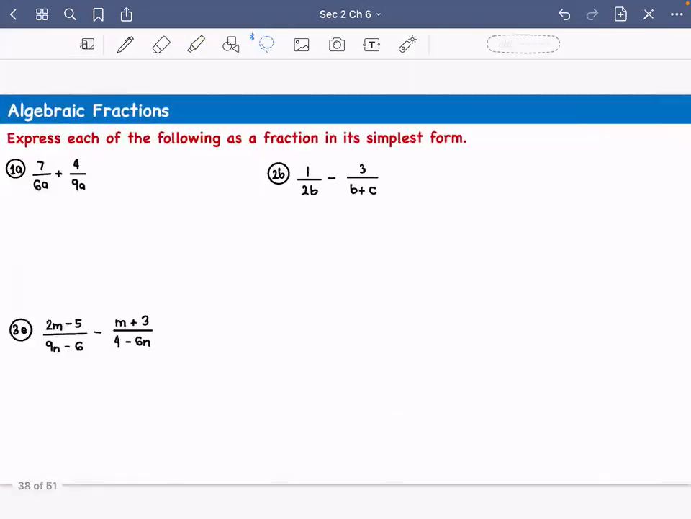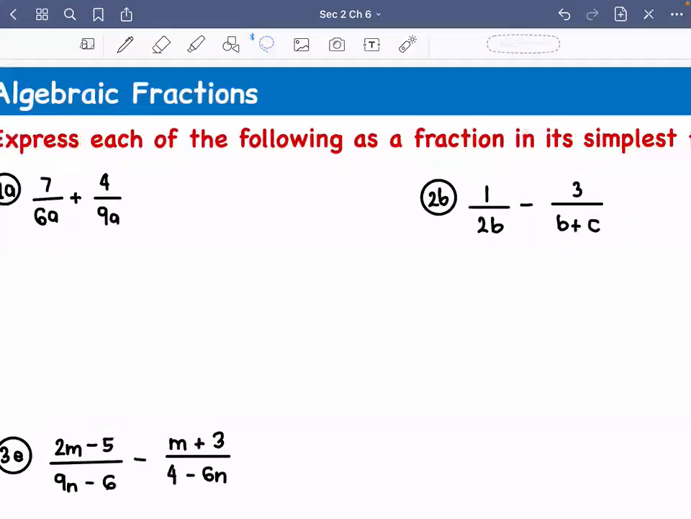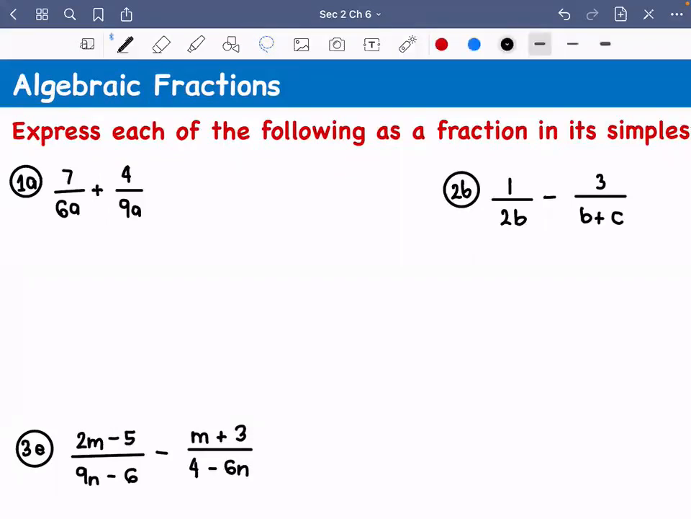Okay. Let's have number 1, letter A. I have it here. Again, these are distinct from one another, so I chose them for each number. So number 1, letter A, we have 7 over 6a plus 4 over 9a. Now, I know most of you can answer this right away. Again, the first step is to find the common denominator between 6a and 9a.